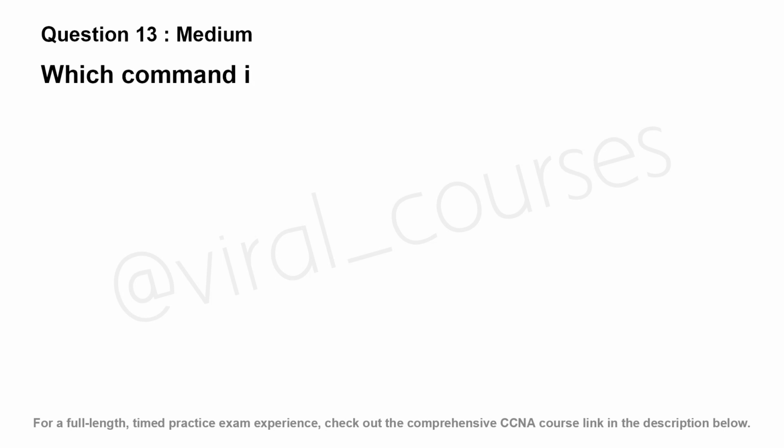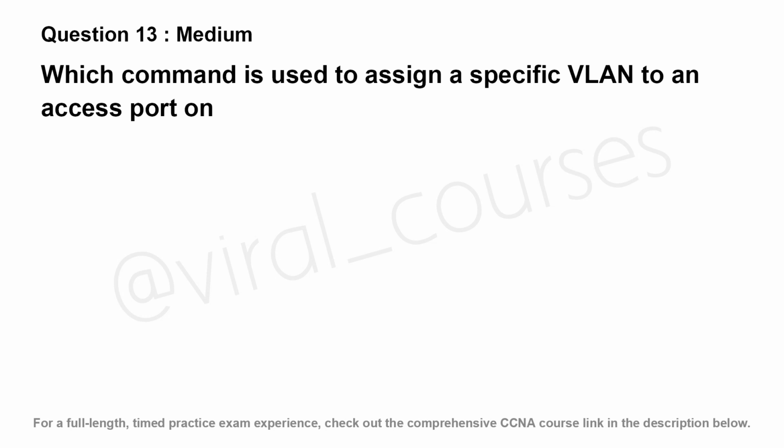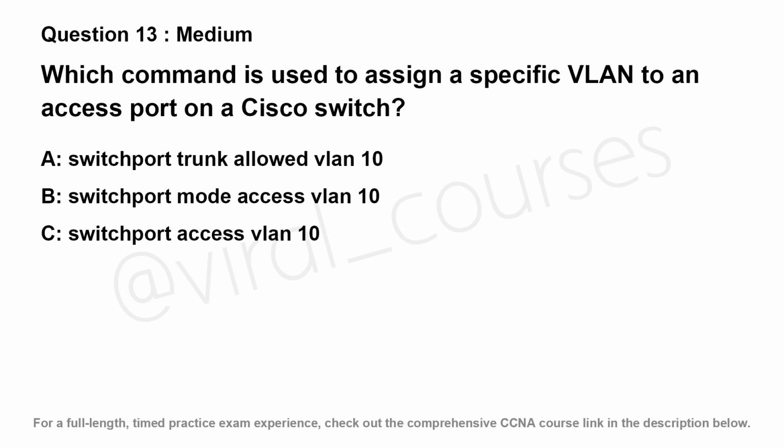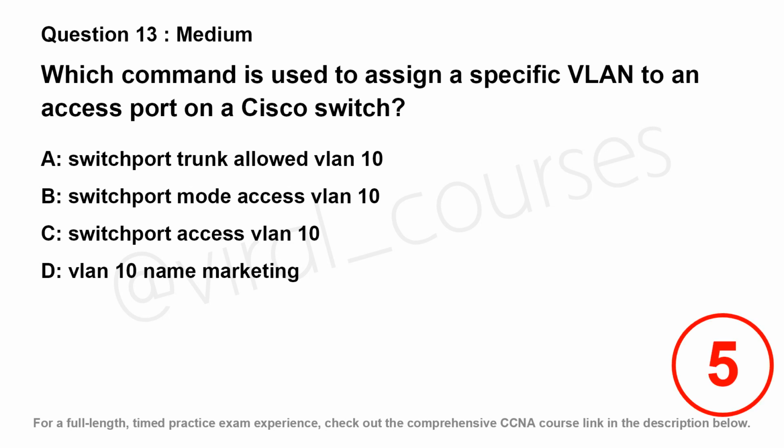Which command is used to assign a specific VLAN to an access port on a Cisco switch? Option A, switchport trunk allowed vlan 10. Option B, switchport mode access vlan 10. Option C, switchport access vlan 10. Option D, vlan 10 name marketing.